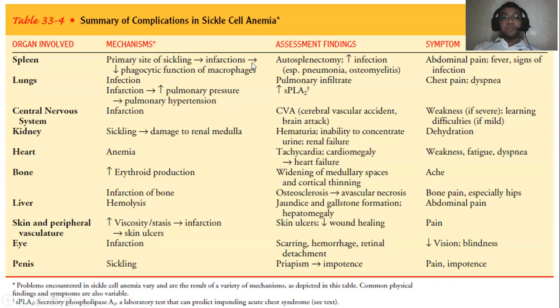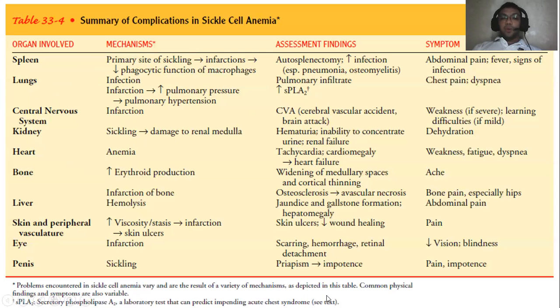So those things might happen, and it's very, very common. Signs and symptoms are here: abdominal pain, fever, signs of infection for autosplenectomy due to increased infection. It can lead to increased infection as well. But take note of the one in the lungs, the CNS, the heart, because that can proceed to heart failure. And one common occurrence that occurs in males would be priapism.